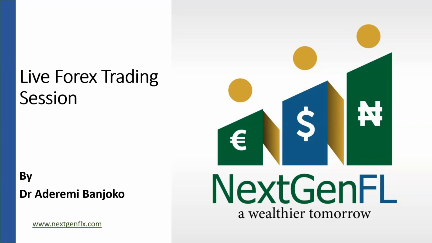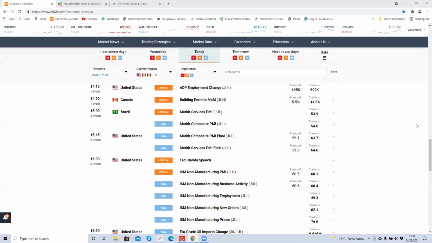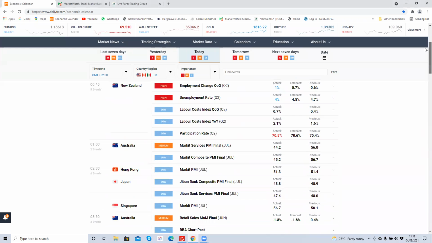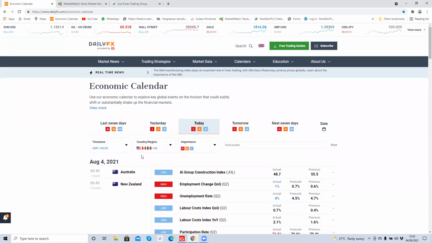As usual, we're just going to quickly go through the market, see what's in store for us today. And then afterwards, we'll take any questions, comments, or issues you're having. So as usual, we're going to start off with the economic calendar. That will set the mood for the day and the week.